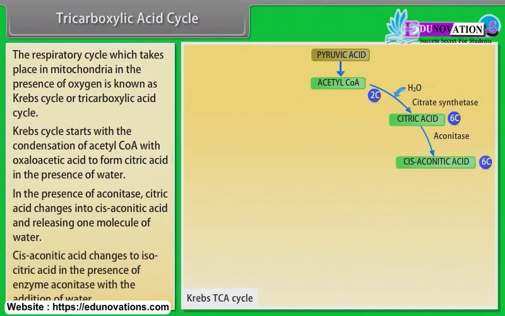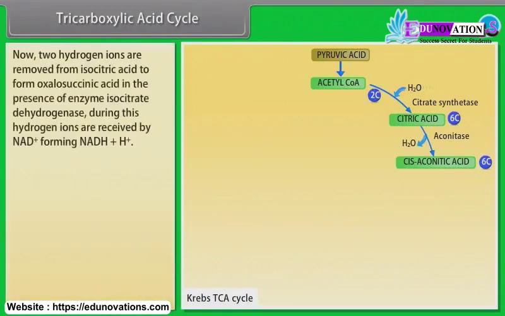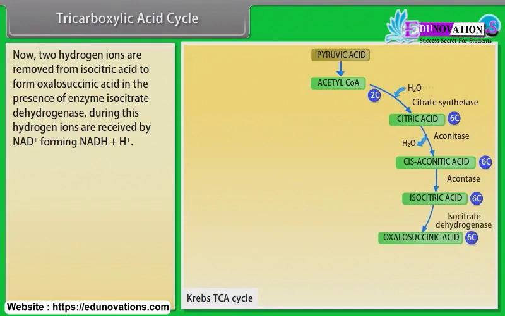Cis-aconitic acid changes to isocitric acid in the presence of enzyme aconitase with the addition of water. Now, two hydrogen ions are removed from isocitric acid to form oxalosuccinic acid in the presence of enzyme isocitrate dehydrogenase. During this, hydrogen ions are received by NAD+, forming NADH plus H+.